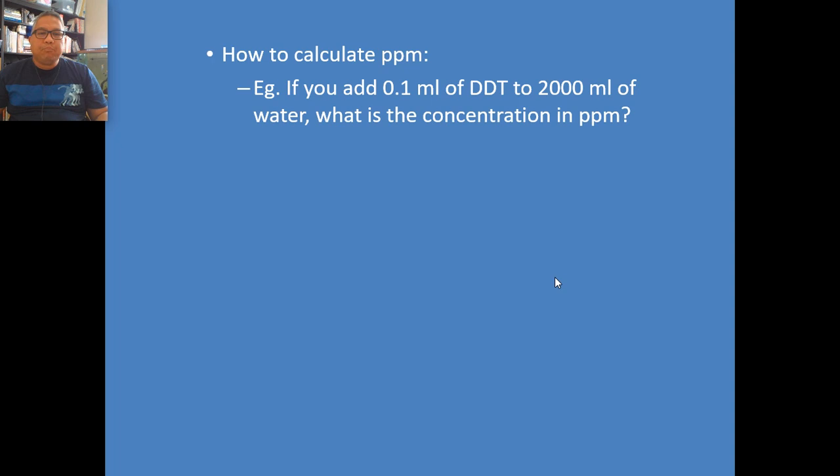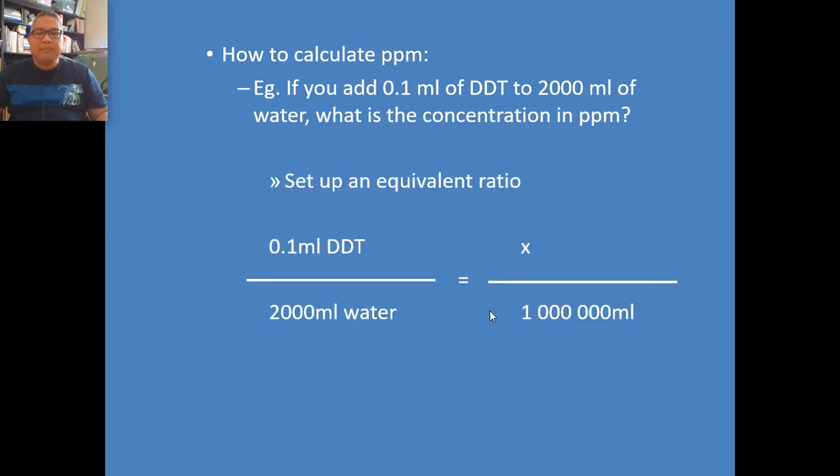So how do we calculate them? If you add 0.1 ml of DDT to 2,000 ml of water, what is the concentration in parts per million? You can do it this way. Cross multiply: 0.1 times 1 million is equivalent to 100,000, divided by 2,000, and that will be 50. So the amount is 50 parts per million.